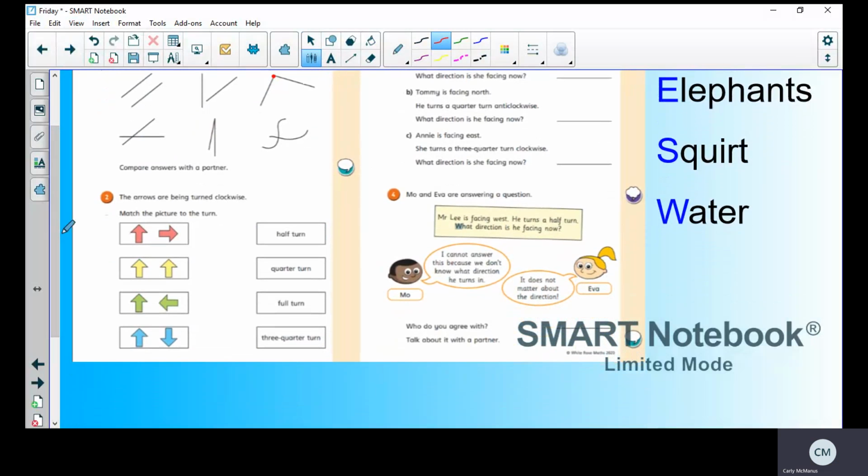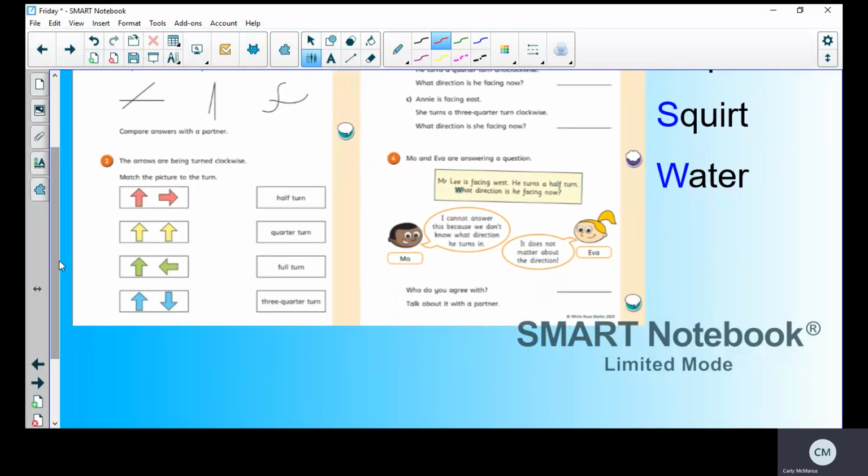Question 2 says the arrows are being turned clockwise. Match the picture to the turn. So clockwise just means going this way, turning to the right, as a clock would go. If you look, this is the arrow and it's turned this way. So is that half a turn, a quarter of a turn, a full turn, or 3/4 of a turn? This has gone from that to that, and this has gone from that to that.